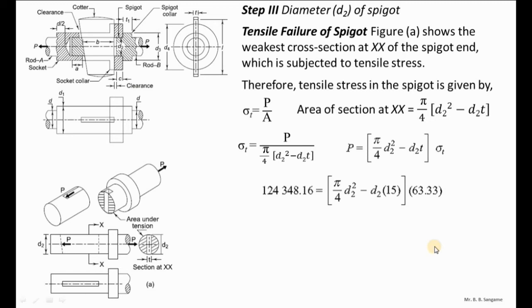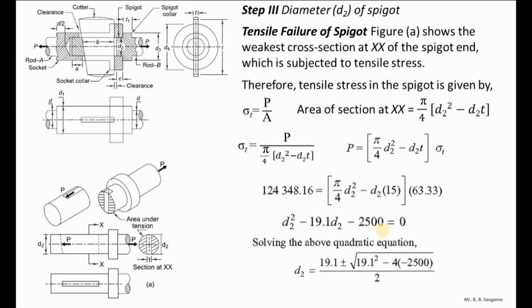Okay, so next let us calculate d2. I have got one quadratic equation here, d2 square minus 19.1 d2 minus 2500 is equals to 0. So here coefficient of d2 square is A, which is 1. Coefficient of d2 is B, which is minus 19.1, and C is minus 2500. Okay, so let us calculate d2 is equals to minus B plus minus root of B square minus 4AC, divided by 2A. So minus B is the coefficient of d2, which is minus 19.1.